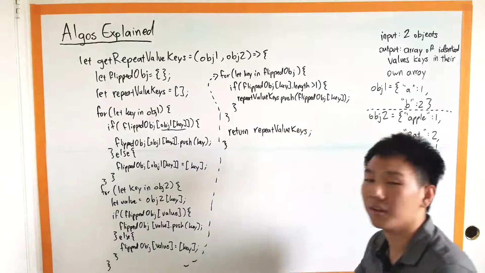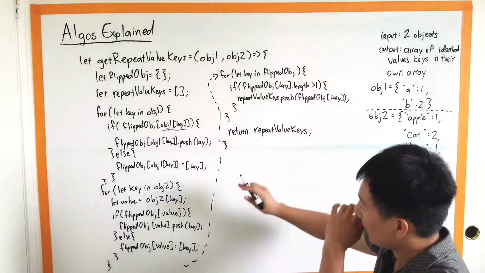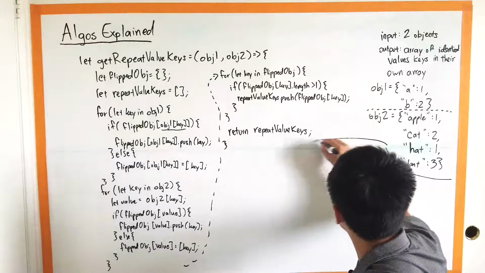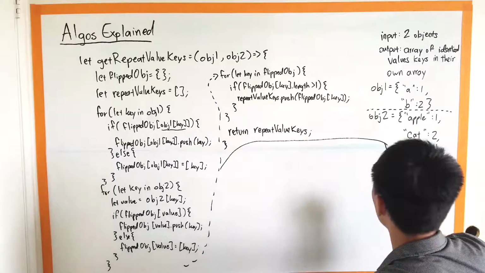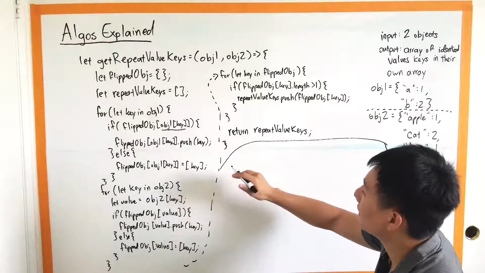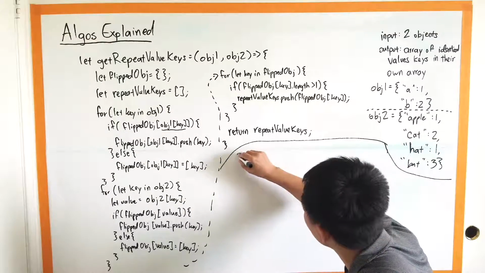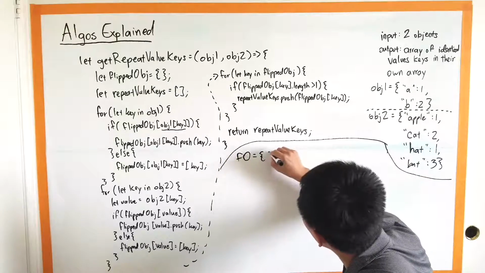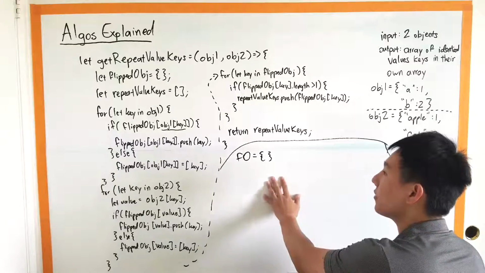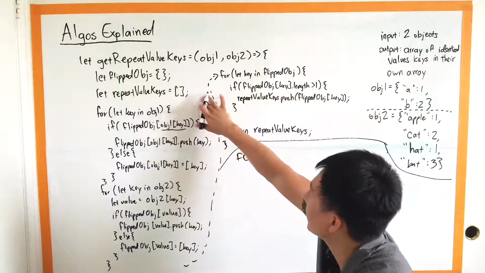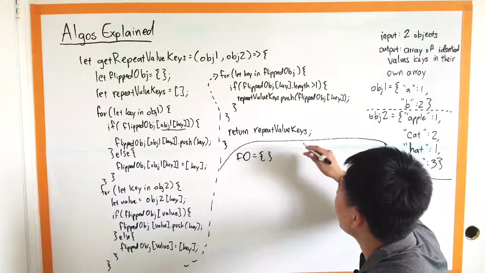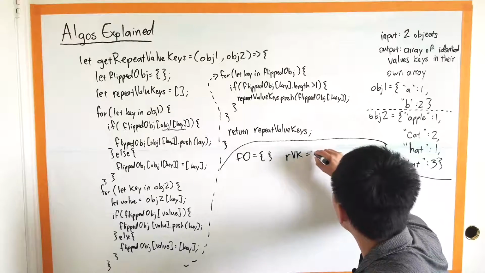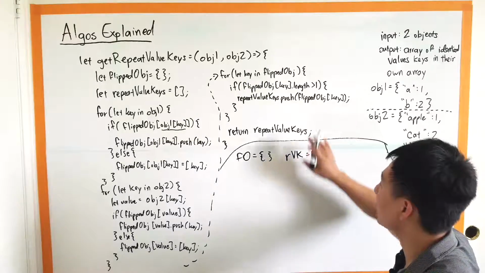Let's go ahead and figure out what's happening in each line of this code. So our flipped object, I'm going to just cross that out. Okay, this is our area of code. Flipped object, FO, is going to be an empty object for now. Repeat value keys, RVK, is just an empty array. We already know that's not going to be touched until way later.